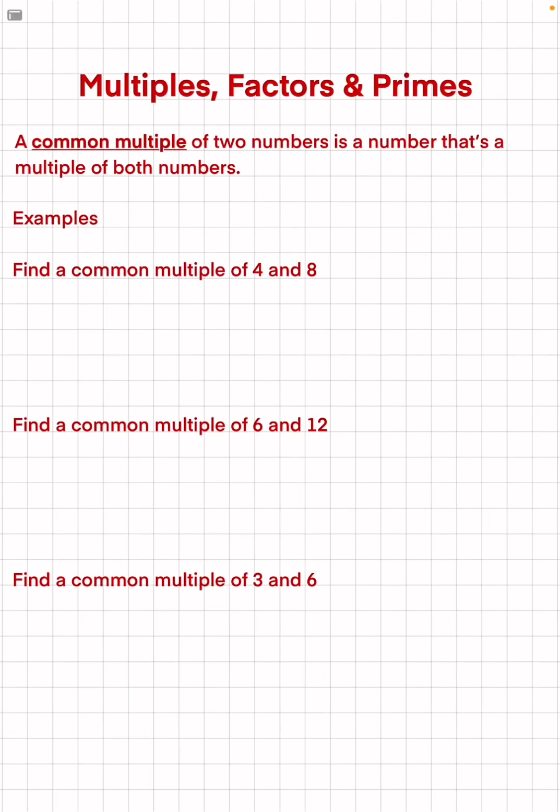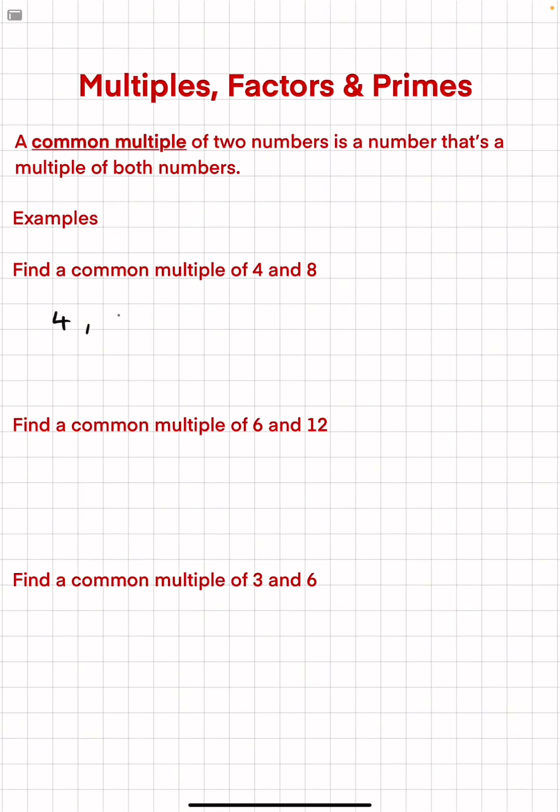In this clip, we're going to be looking at common multiples. A common multiple of two numbers is a number that's a multiple of both numbers. Here are some examples. It says find a common multiple of 4 and 8. You can start off by listing the 4 times table.